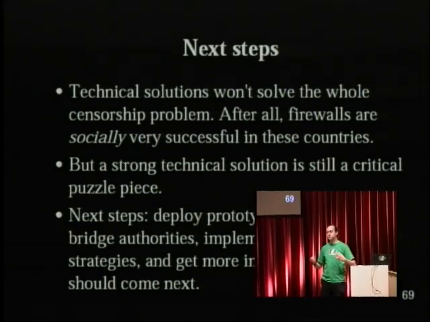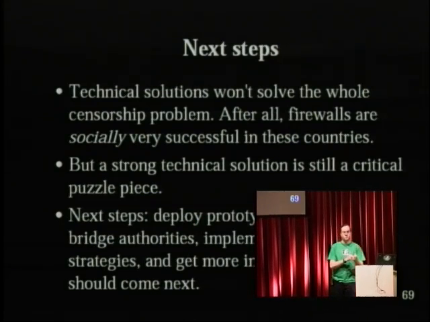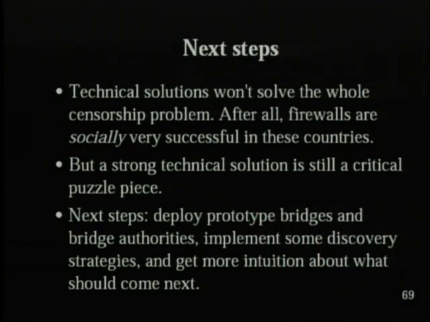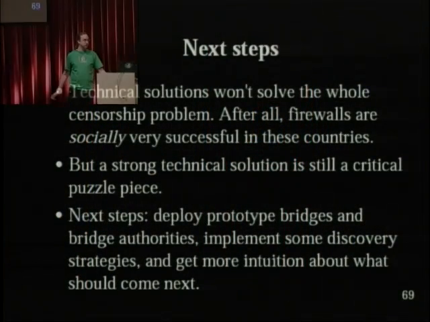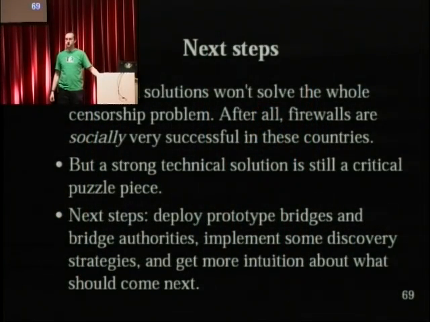On the other hand, we really do need a technical solution for that piece of it. We need a good answer for the technical piece, because there are people who want censorship resistance. There are people who want to be able to get around the firewall, and we want to make it as easy as possible for them. Maybe they'll tell their friends. Who knows what happens after that? So the next steps are we need to deploy all of this stuff, build it, deploy it, see what happens, try the discovery strategies I talked about, try the strategies you're going to tell me about tomorrow, and get some intuition for how these things work.